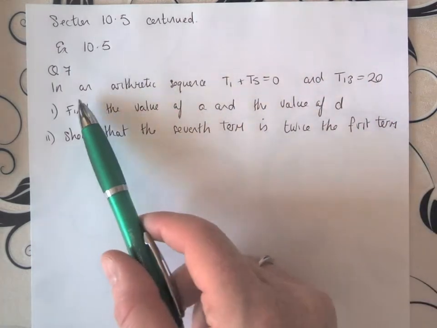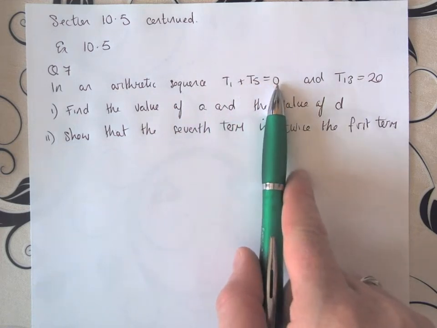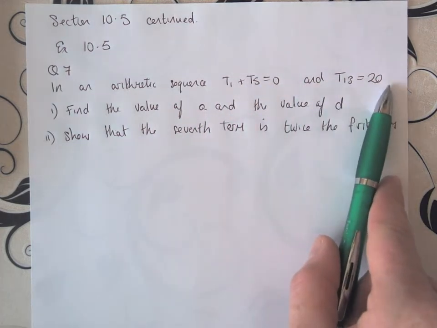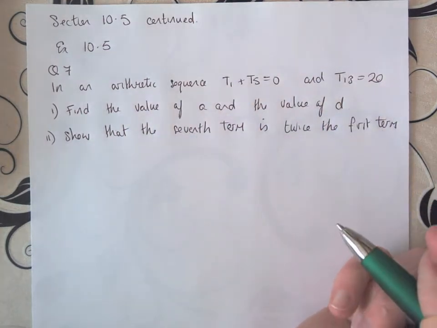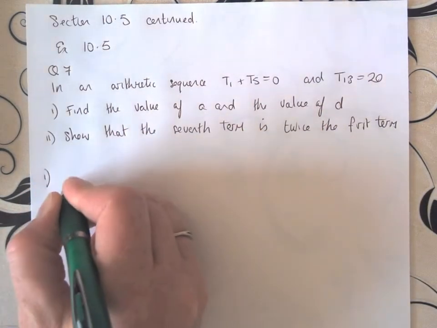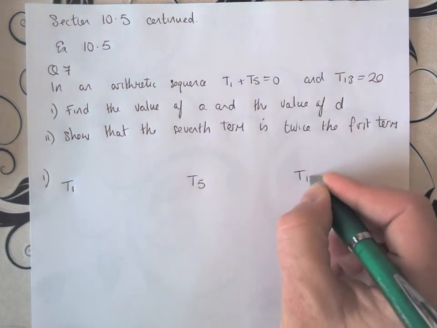Okay, so question 7 in exercise 10.5. In an arithmetic sequence, t1 plus t5 is 0 and t13 is 20. Find the value of a and the value of d. Okay, so first we're going to sort out t1, then t5, and then t13.